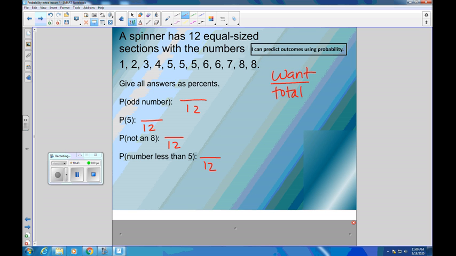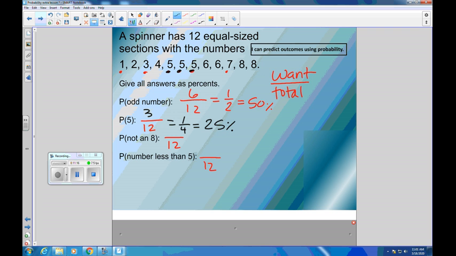And the first one is an odd number, so I figure out how many are odd. 1, 2, 3, 4, 5, 6. 6 out of 12, which is 1/2. And it says give that as a percent, so that's 50%. 50% of the numbers are odd. The probability of getting a 5. Well, there's 3 5s, 1, 2, 3, 3 out of 12, which is 1/4, which as a percent is 25%.